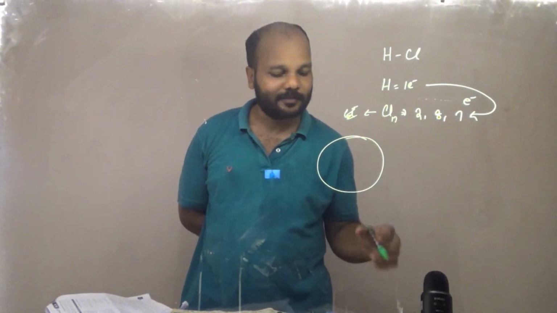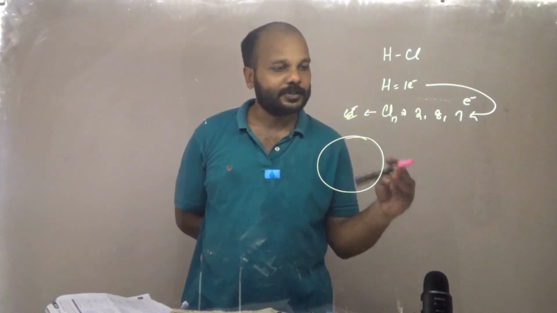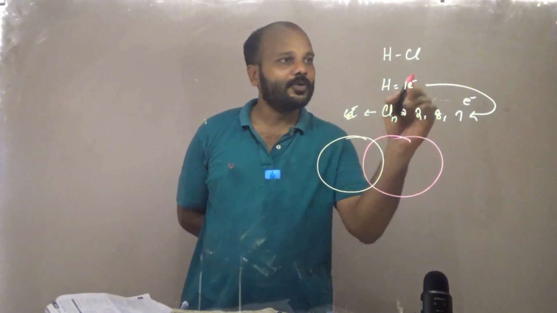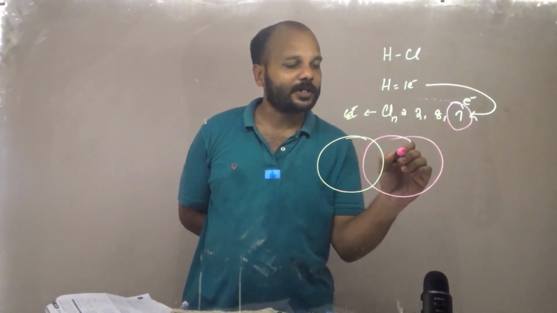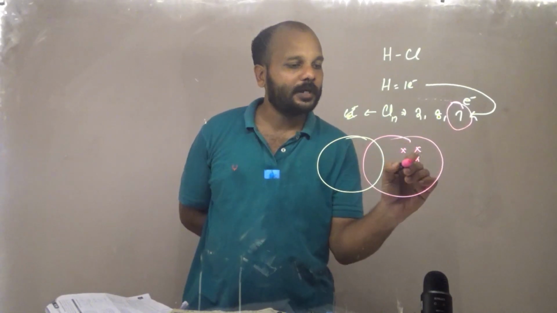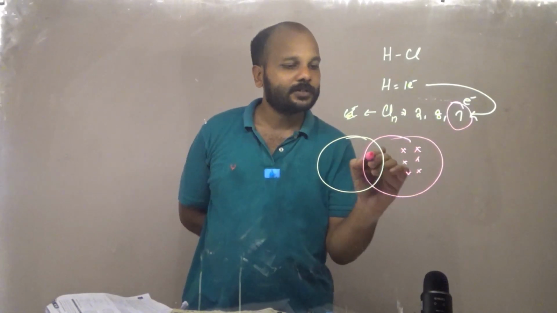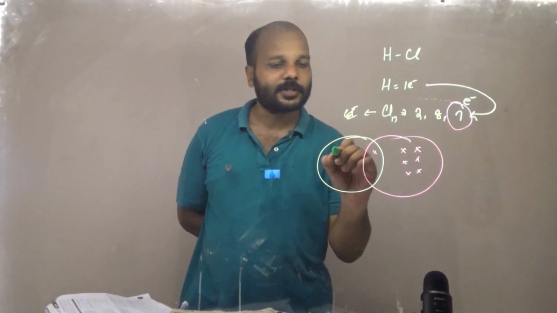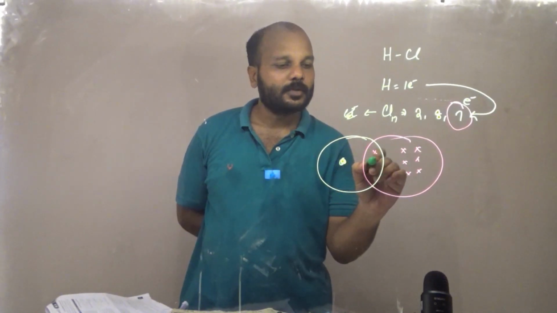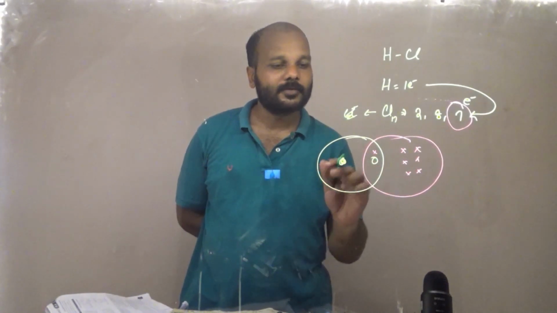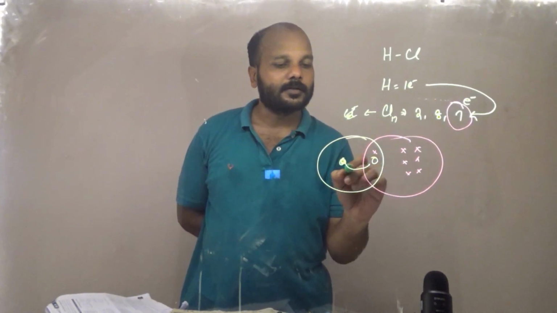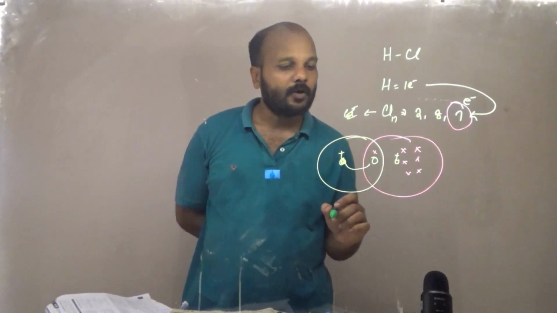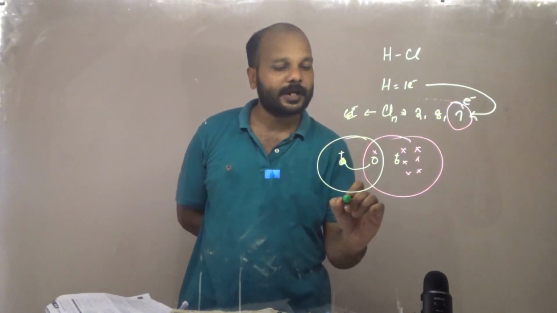This is a hydrogen atom, and this is a chlorine atom. So the outer 7 electrons, I will check it: 1, 2, 3, 4, 5, 6, 7. The 7th electron shall come here. Now the 1 electron from hydrogen is supposed to come here. So this is the nucleus, by the way. This is again the nucleus.